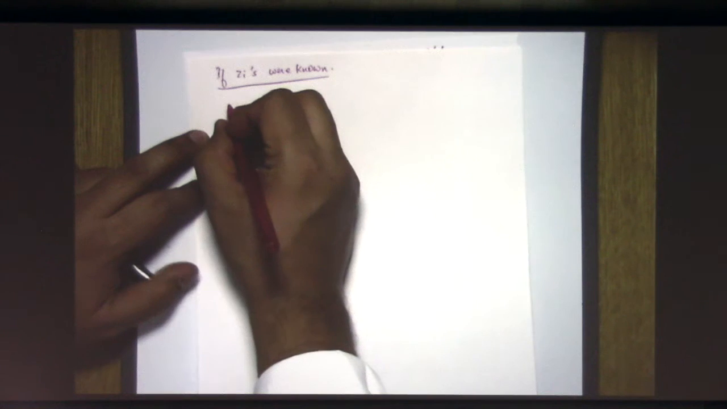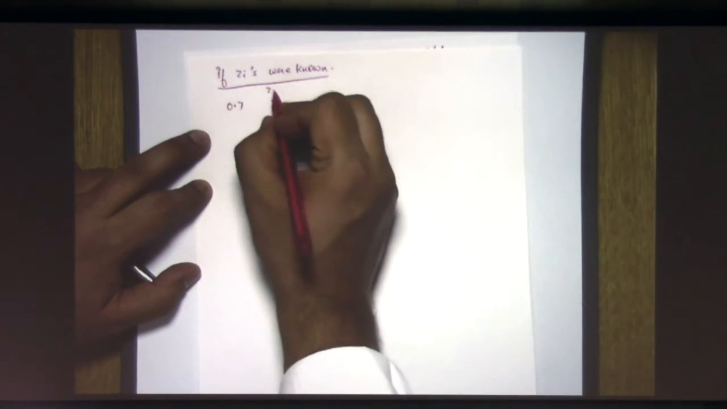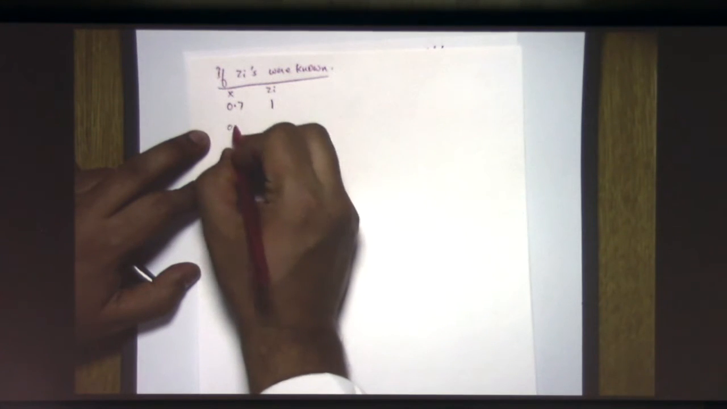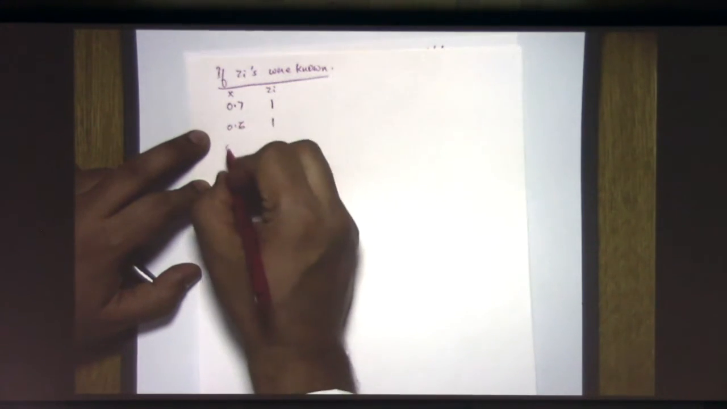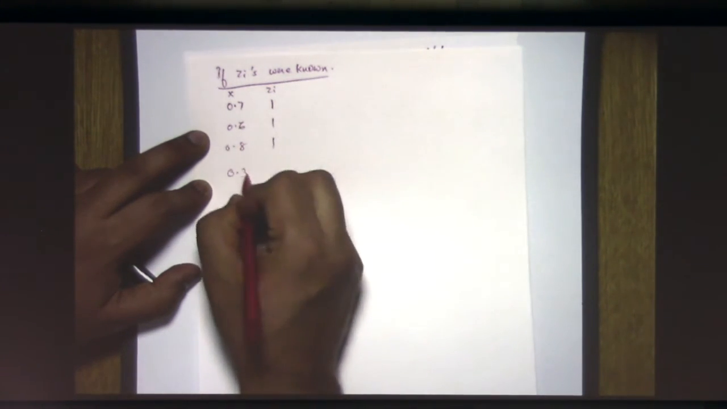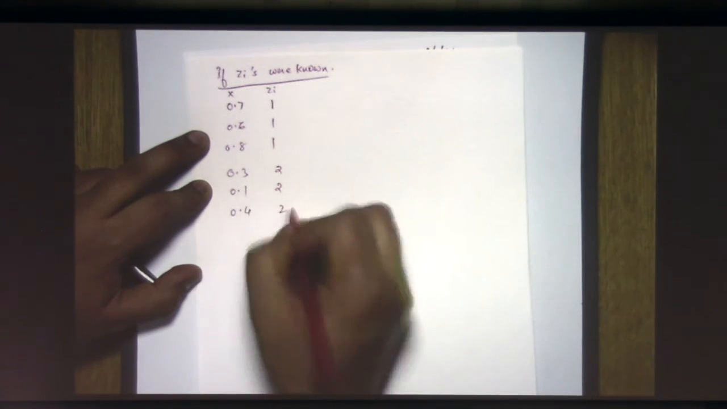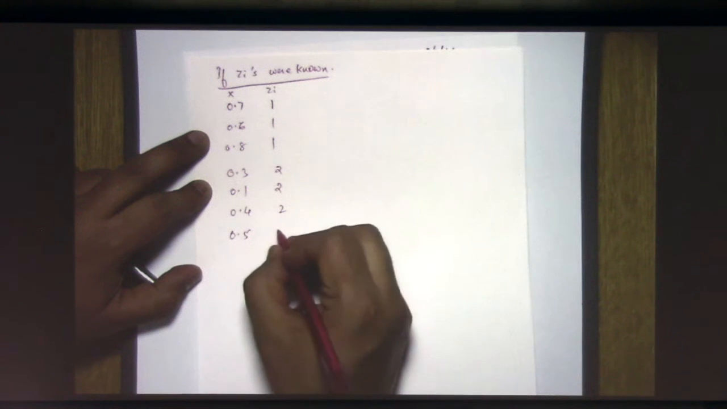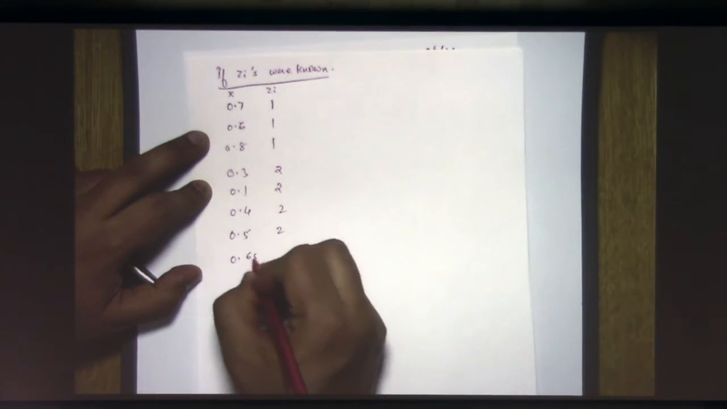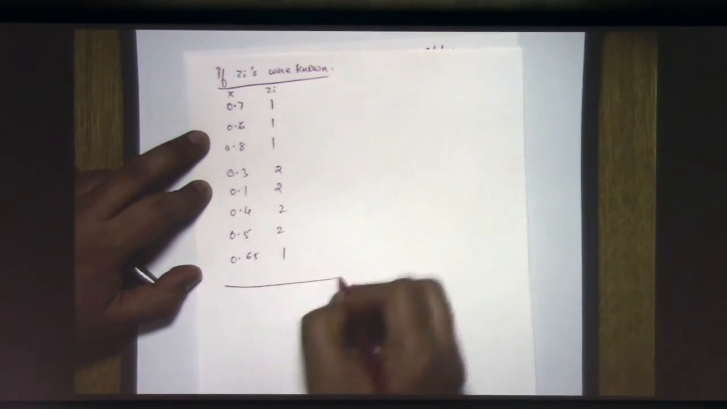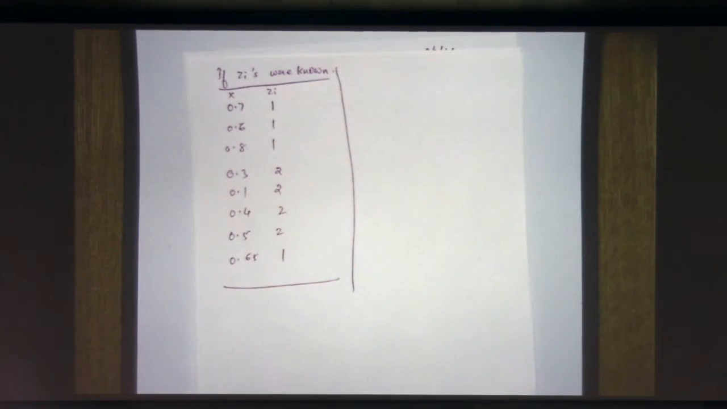Let's say your data looked like this. 0.7 came from mixture component number 1, so this is zi, this is x. 0.6 came from 1, 0.8 came from 1, 0.3 came from 2, 0.4 came from 2, 0.5 came from 2, 0.65 came from 1, and so on. So let's say this is your data set.